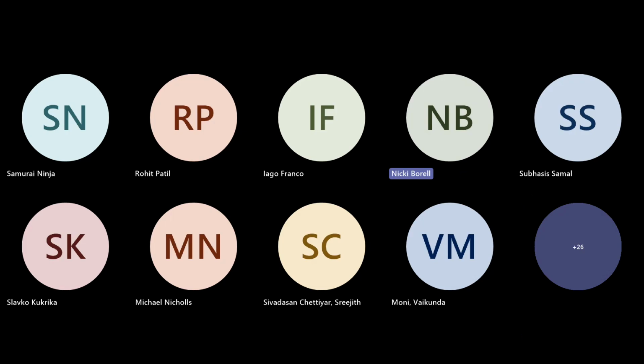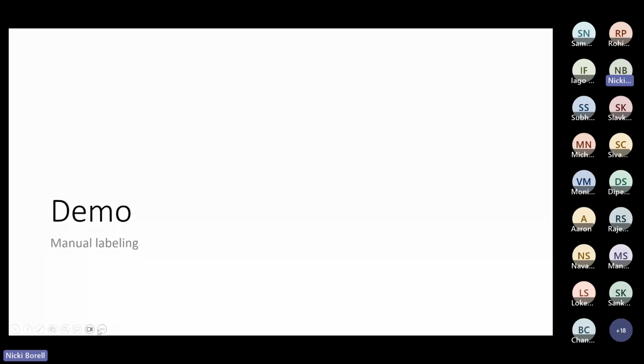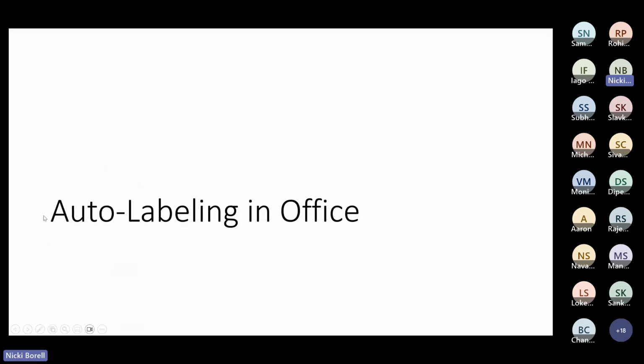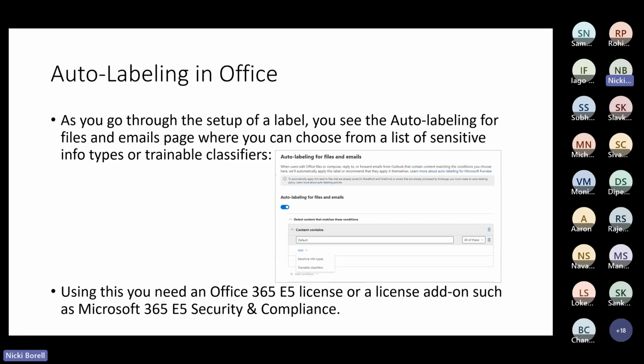With this first high-level demo, let's switch back to the slides and start showing what auto-labeling can do for us. So the first step is auto-labeling in Office. My first example was with a Word file, so an Office document. And auto-labeling in Office can be configured in the setup of the label. What you can see here in the screenshot is something that can be used during the setup of a label. I will show you this also in the next demo.